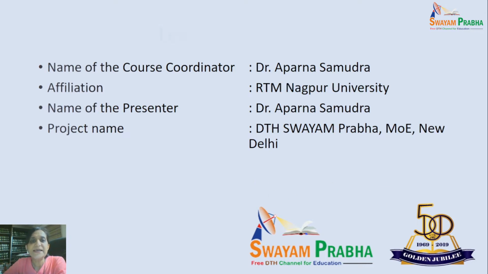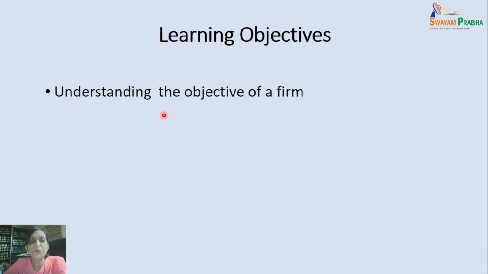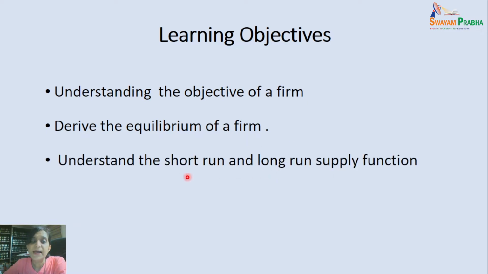So learners, let us have a look as to what all we are going to discuss in today's lecture. The first thing we will be talking about is what do you mean by a firm and what is the basic objective of a firm. Thereafter we will understand how do we derive the equilibrium of a firm which has an objective in mind. And then we will understand the short run and long run supply function. So let us start with today's lecture.